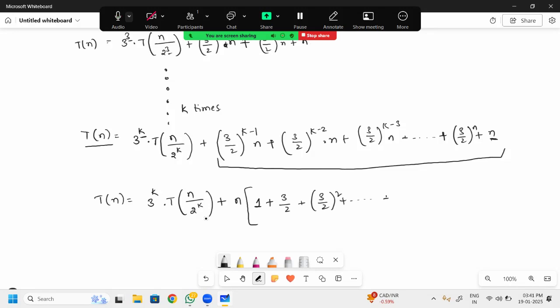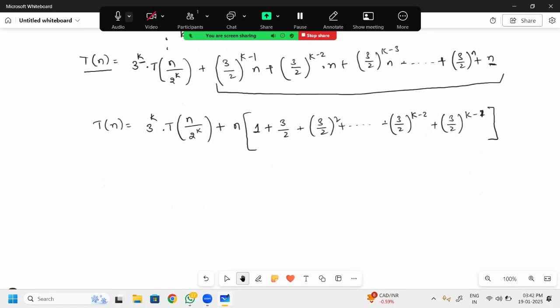So if I write like this, (3/2)^(k-2) plus (3/2)^(k-1). So this is the term we will get. This one is the last term. So this is the way we have converted. Next.